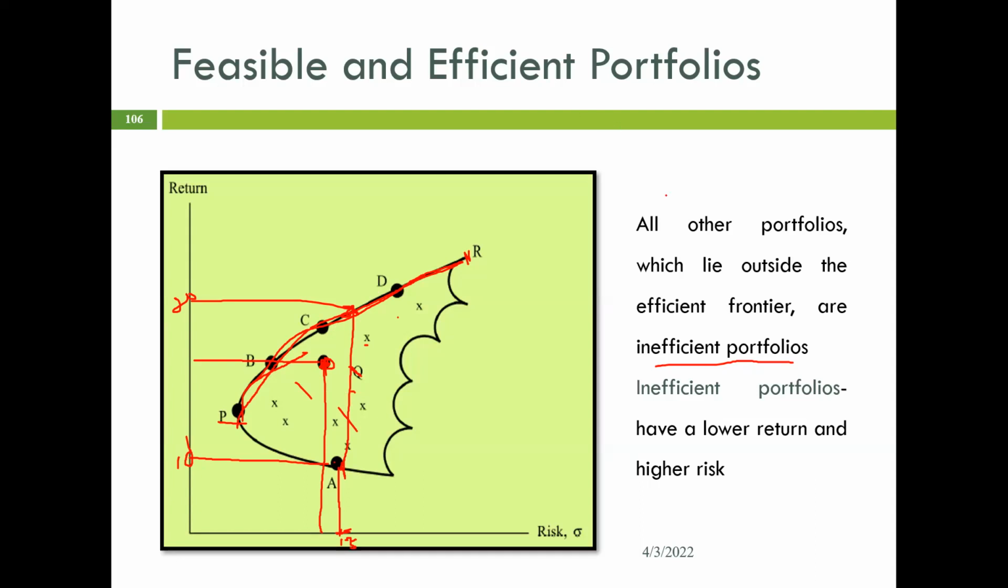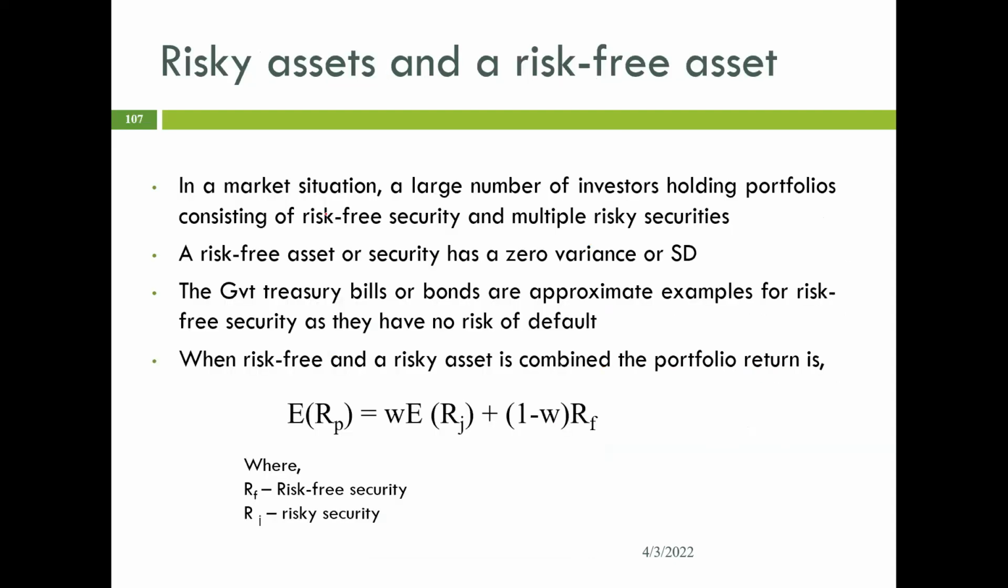This is actually the theoretical part, right? This is capital market theory, right? So in the capital market situation, a large number of investors hold portfolios consisting of risk-free assets and multiple risky securities. Normally, investors invest in a risk-free investment as well as the market portfolio.